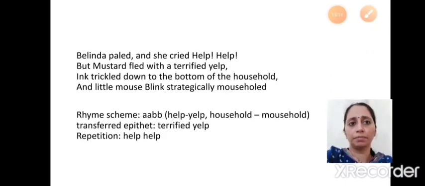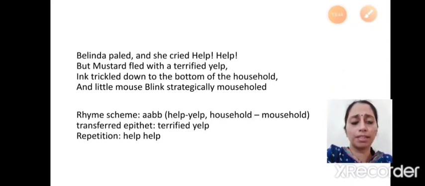Proceeding further. Again, the rhyme scheme is AABB. The first line, help, help, is repetition. And then we have the next line, but mustard fled with a terrified yelp. So was the yelp terrified or was mustard terrified? Yes. So the figure of speech over here is transferred epithet.